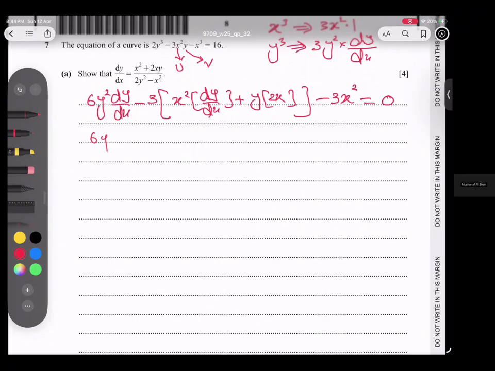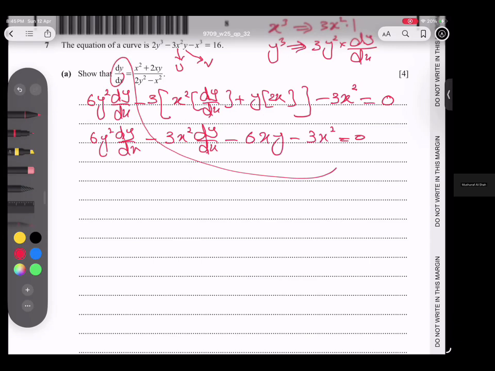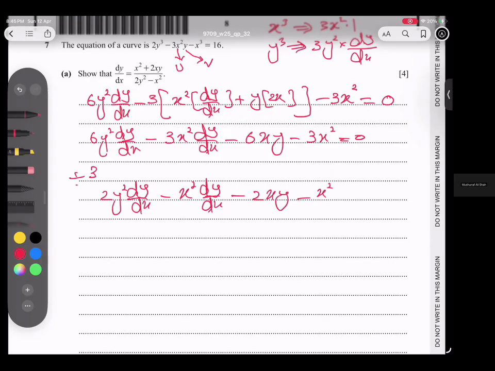First of all, this is done. Now -3 multiplied inside the bracket, and we are getting this kind of form. -3, 3 to the 6, and xy, -3x to power 2 is equal to 0. Now we have to make this alone, but how is it possible? I will take common. First of all, 3, 6, 3, 6. Can I divide by 3? Why not? So I got 2y square dy over dx minus x square dy over dx, and 2xy minus x square is equal to 0.